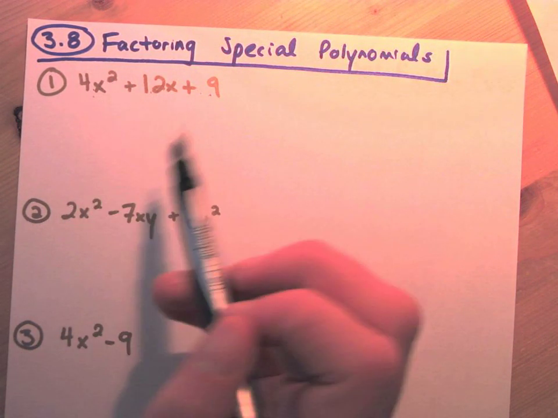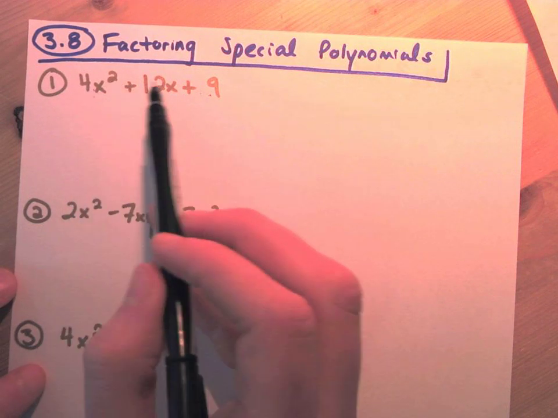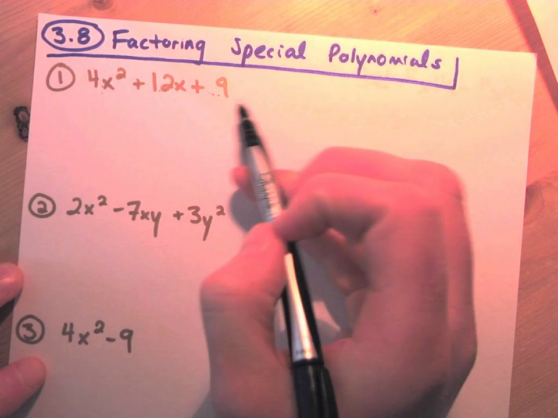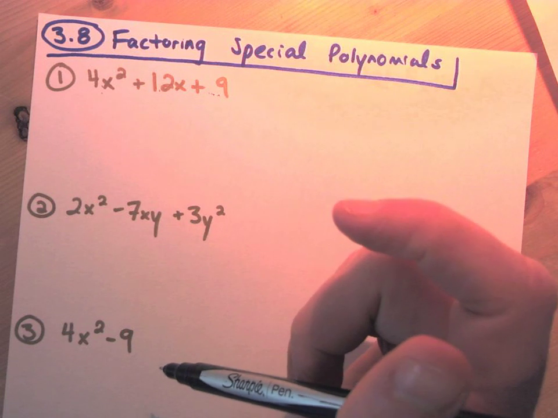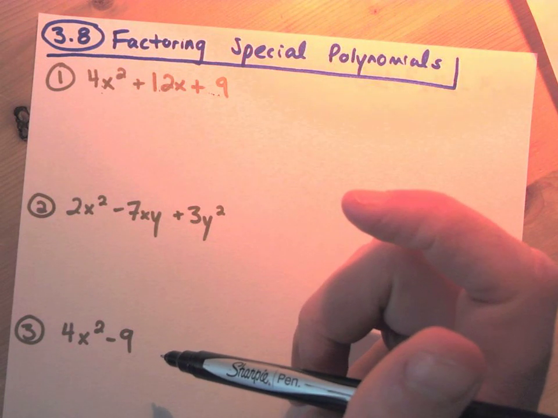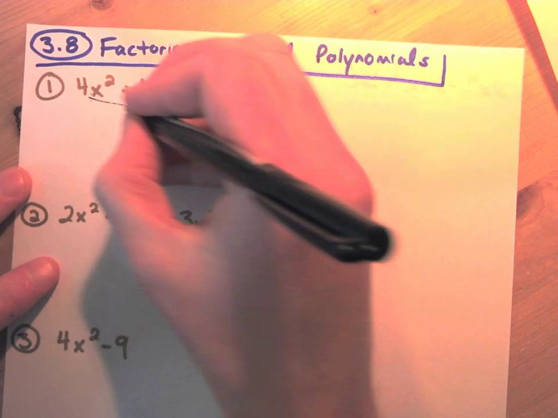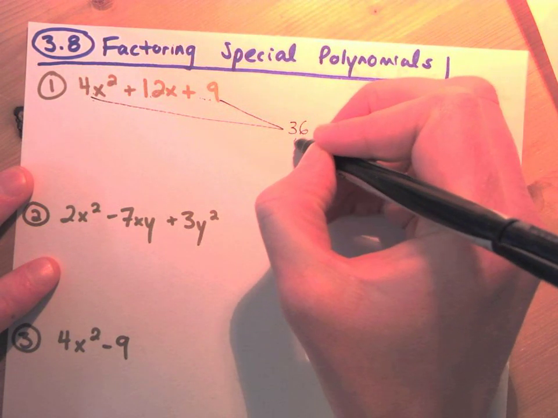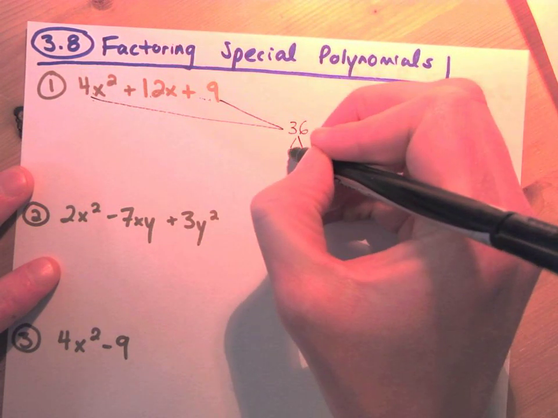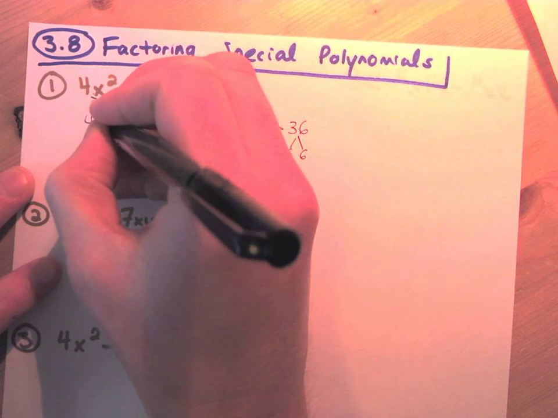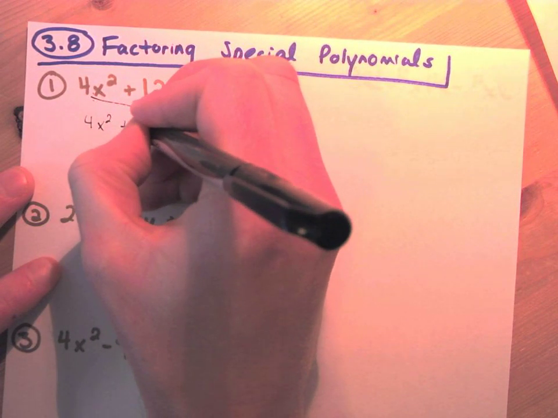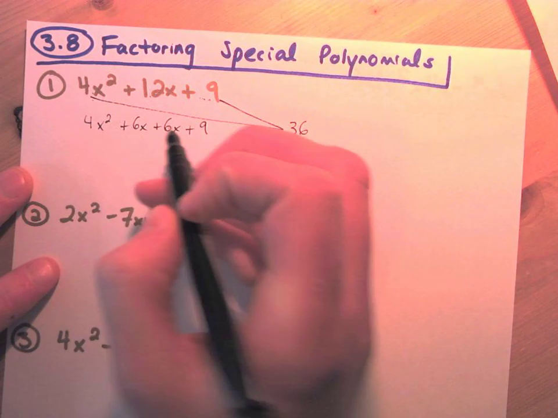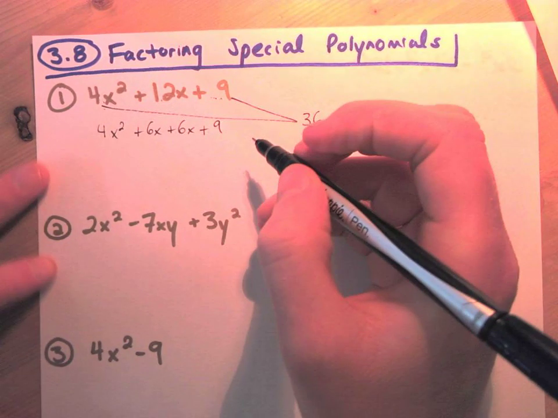So now we go, this is a hard trinomial, so let's go 4 times 9 and see what goes into 36, multiplies to 36 and adds to 12. Okay, so it's the same type of question. So let's do it the normal way we would. What multiplies to 36 and adds to 12? Well, 6 and 6, so we can go 4x squared, we can change that to a 6x plus a 6x, and then leave that plus 9. Don't write the plus 36.